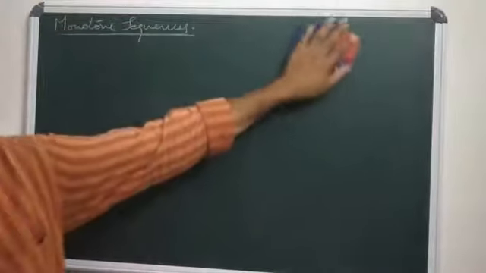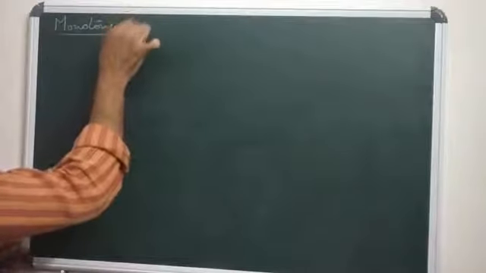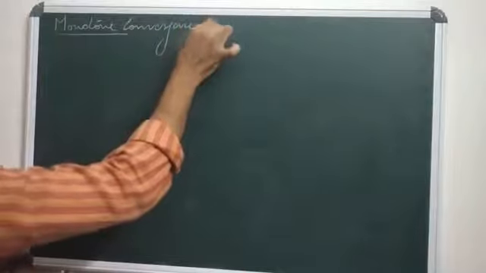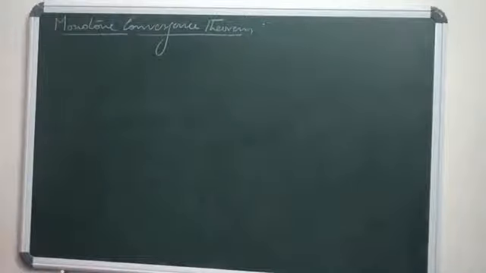Okay. Now, this is monotonically increasing and monotonically decreasing. Then there is a very important theorem that is related to monotone sequences. The theorem is known as the monotone convergence theorem. That's a very important theorem.